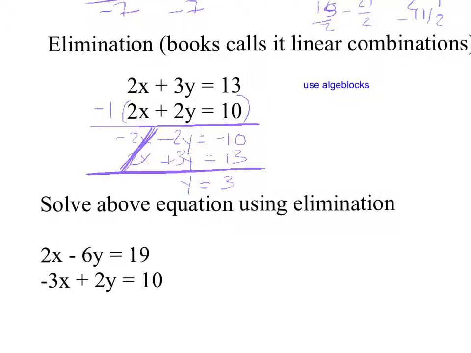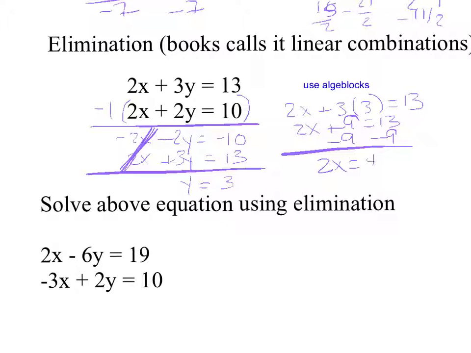Alright, so now that I have y equals 3, I can plug that into any of the equations. I could pick the top equation, I could pick the bottom equation. It doesn't matter which equation you pick. Sometimes some are better than others. I'm just going to use the top one. So 2x plus 3 times y, which is 3, equals 13. And then I have to do my math. 2x plus 9 equals 13. Get rid of the 9. So 2x equals 4. Divide by 2. x equals 2. So my point that I just got was x is 2, y is 3.